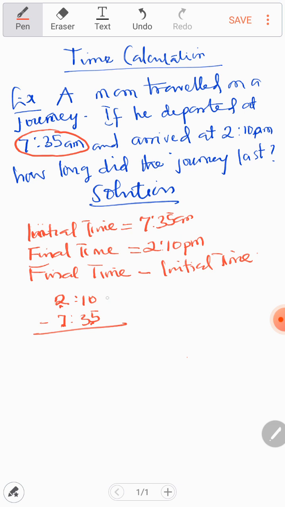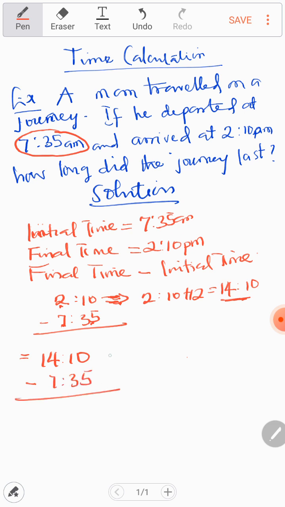So what are we supposed to do? We change this final time to 24 hours reading time. This 2 is 12 hours reading time, so we change it to 24 hours reading time by doing what? By adding 12 to it, plus 12 hours. All right, so this becomes 14:10. Now it is in 24 hours reading time, so we can now say 14:10 minus 7:35. Okay, so this is very easier to do, am I right?